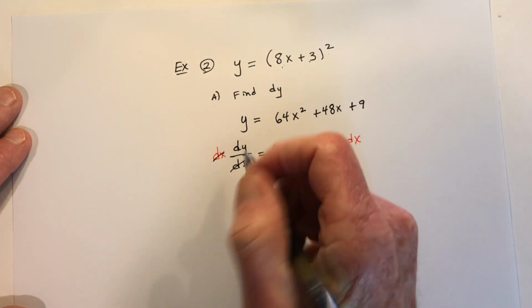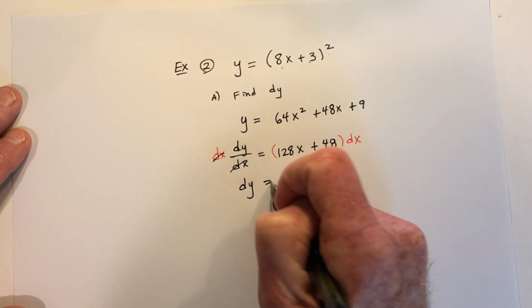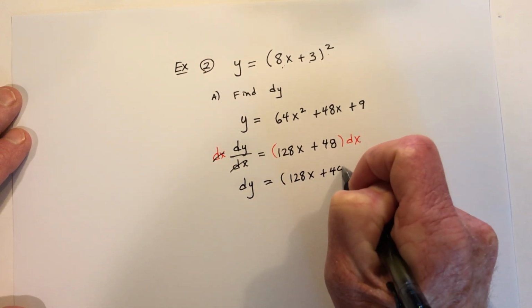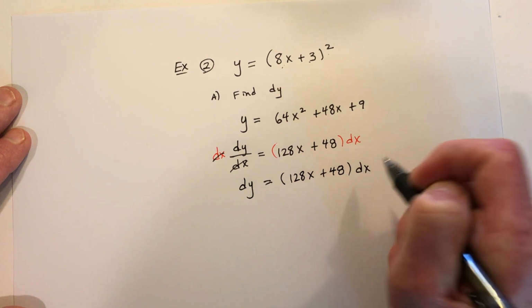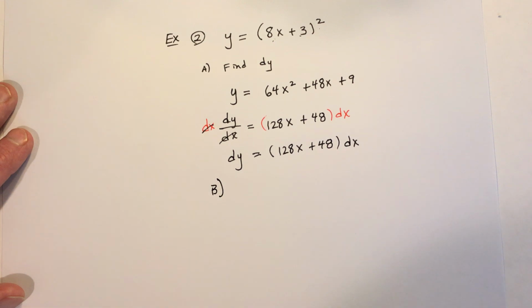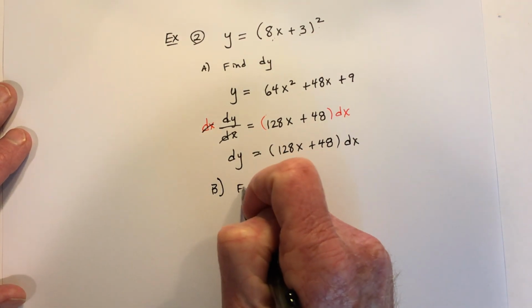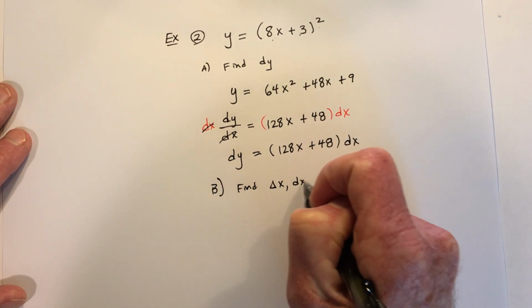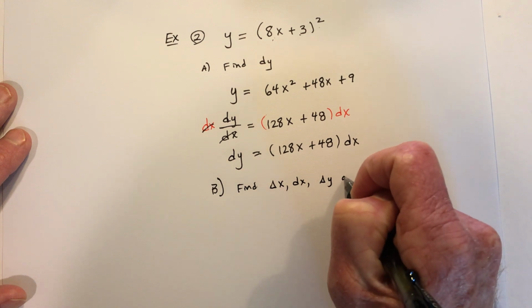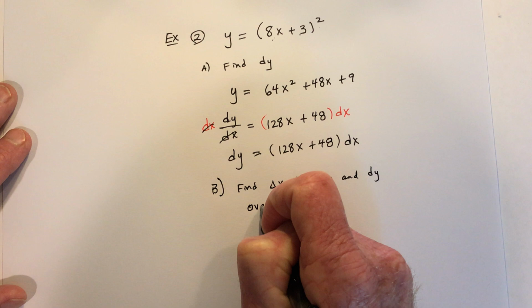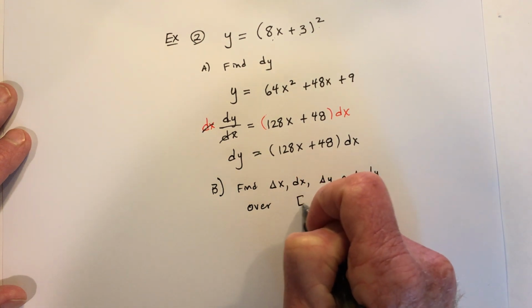So after these cancel, we just get the differential dy equals 128x plus 48, and then times dx. And then for part B, find delta x, dx, delta y, and dy over the interval from 1 to 2.